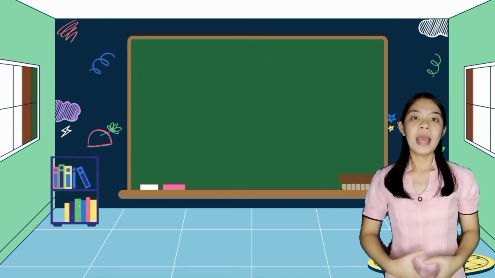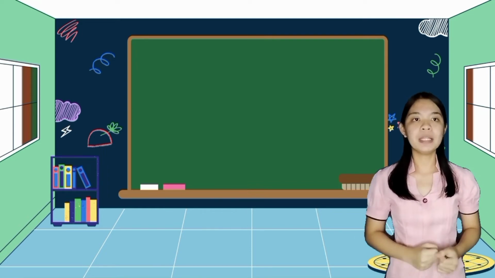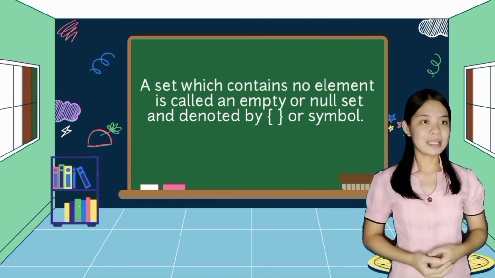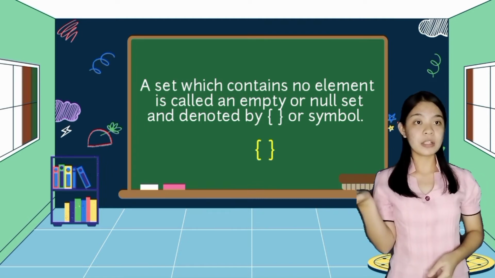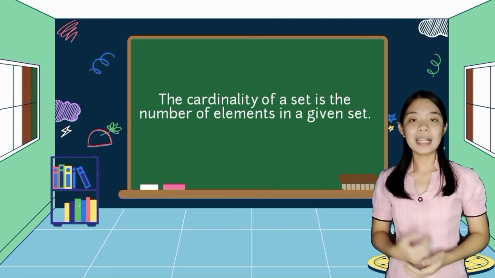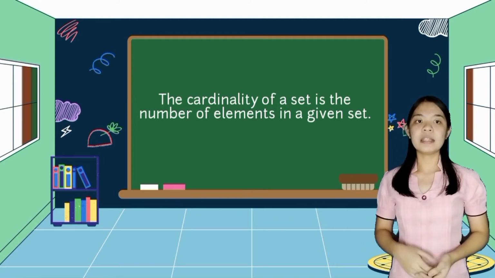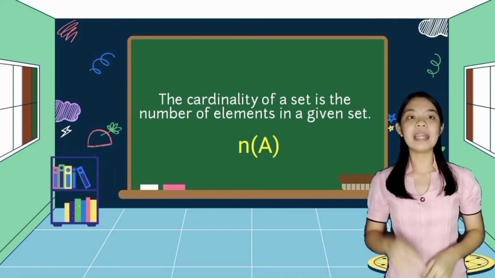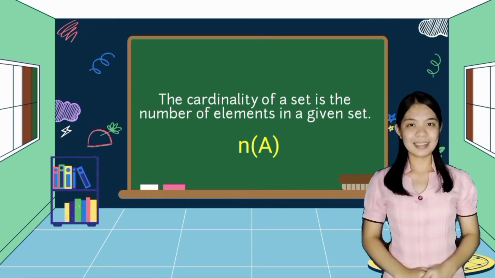So for us to know and remember what a set and its notation are, always remember that a set which contains no element is called an empty or null set, and is denoted by these symbols. As you see on the screen, these are the symbols of the empty or null set. The cardinality of a set is the number of elements in a given set. It is written like this, where n refers to the cardinality and A is the set with the total number of elements in the given set.